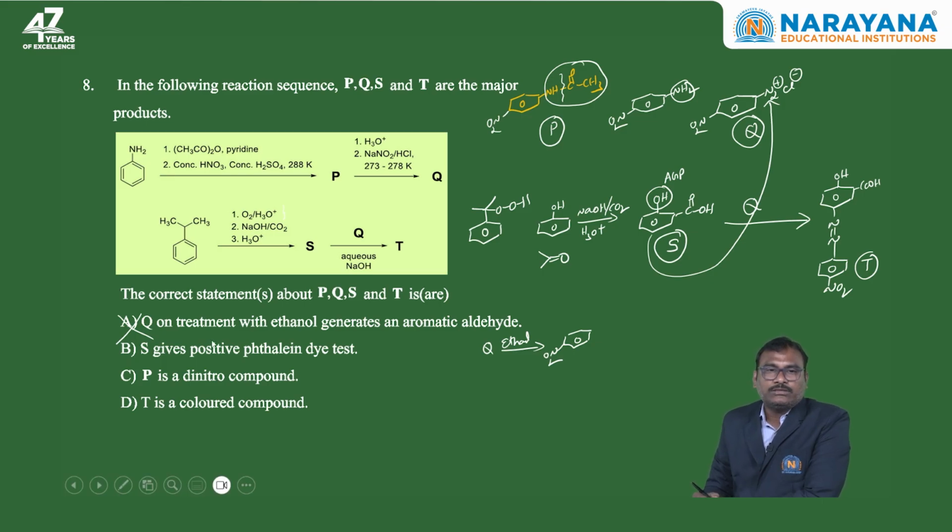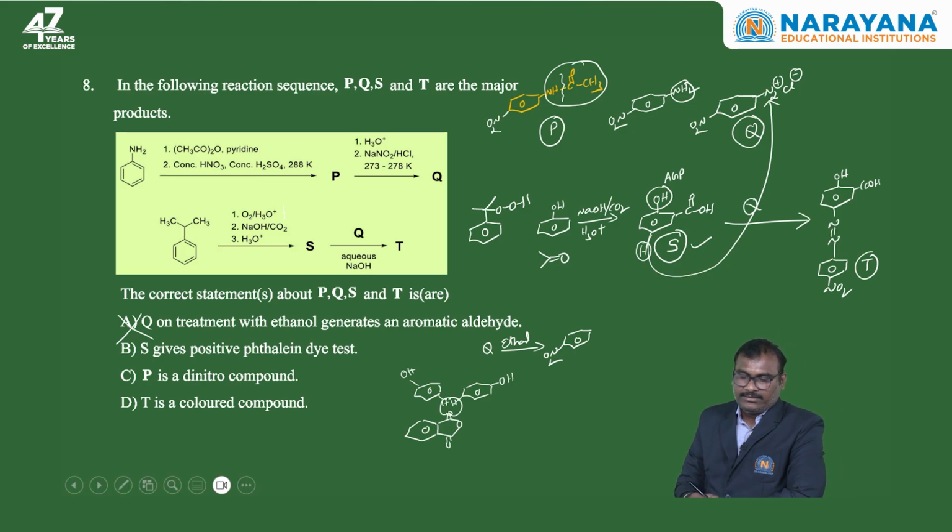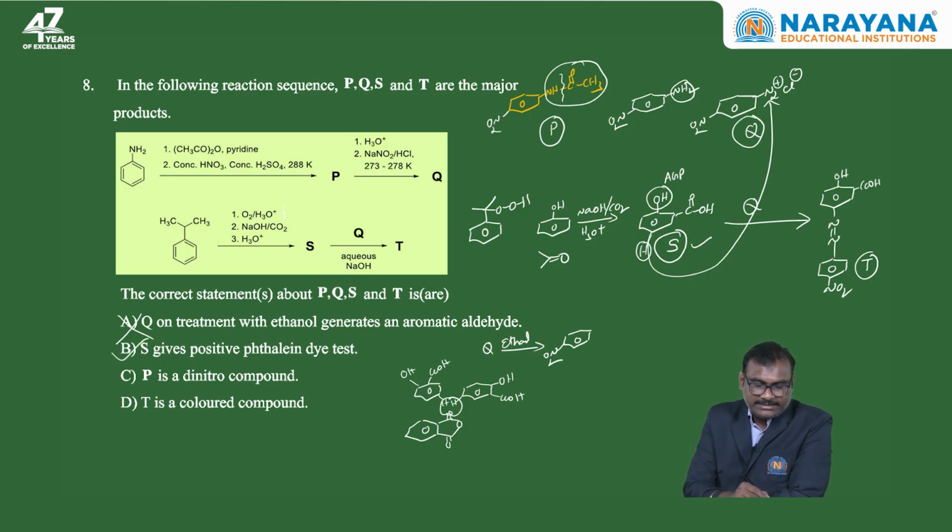S gives a positive Tollens test? Yes, to give a positive test, the phenol, where is the S? Here is the S. The S must have the para hydrogen free, since to form the product, substitution occurs at the para position. Therefore in the S the para hydrogens are already free, therefore it can give the test.